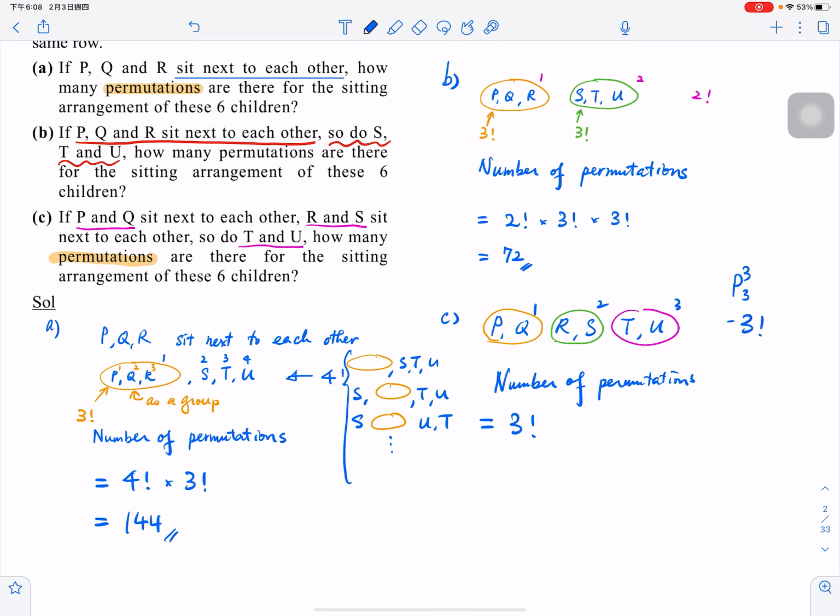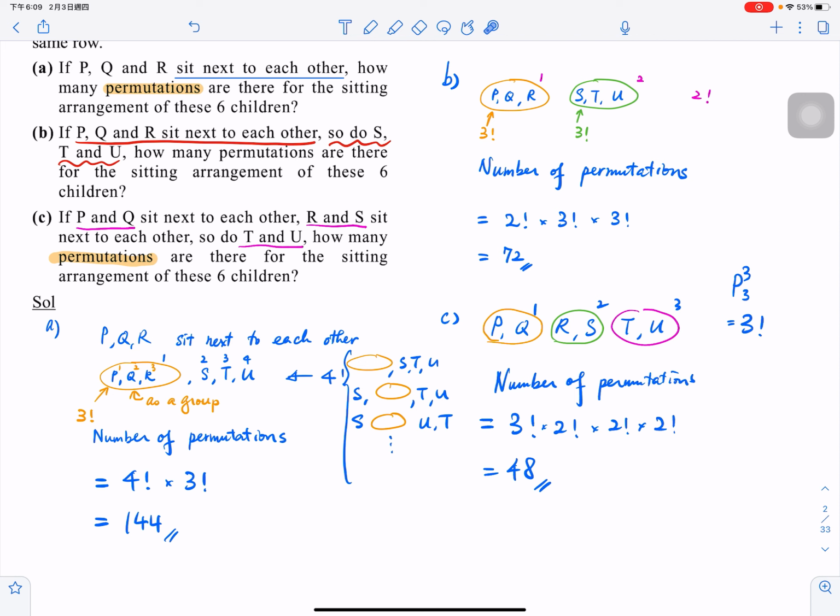3P3, you see that's 3 factorial. And each group you have 2 items. So here 2 factorial times 2 factorial times 2 factorial. So finally, what is the answer for this one? You see that this one is 48.